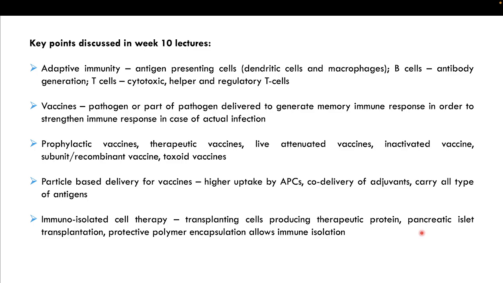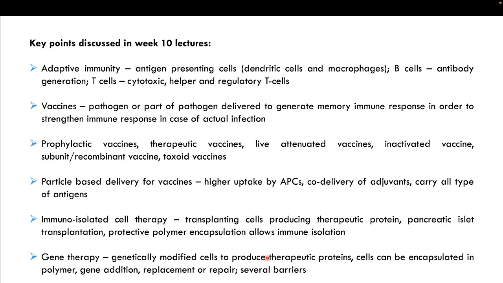So it could be used to transplant cells which produce a particular protein, and this polymer layer will allow immune isolation and protect the beta cells. So this is one concept. And the last concept that was discussed in this week's lectures is gene therapy.